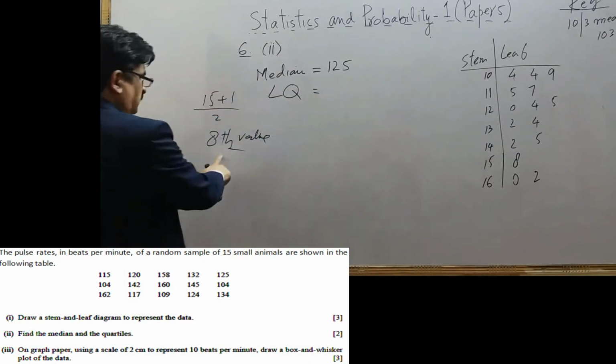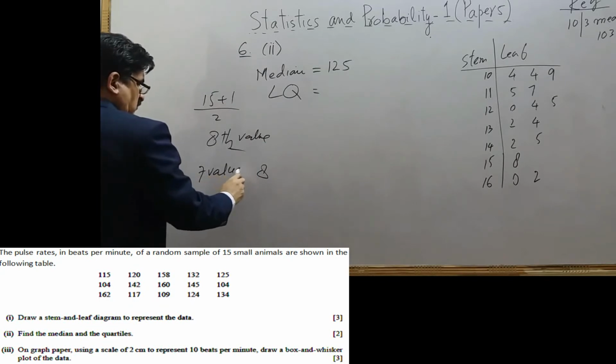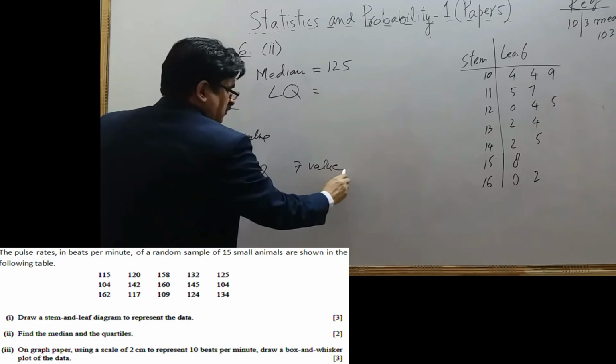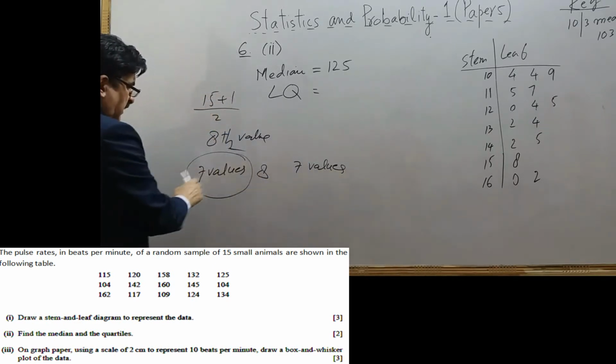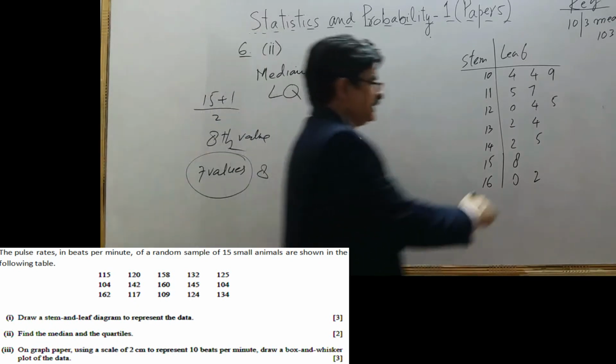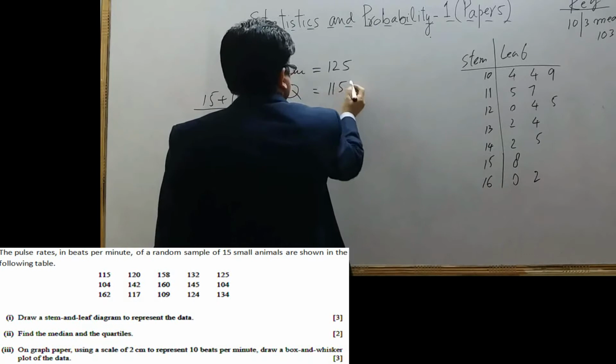Then we have lower quartile. So 8th value is the median. Before it we have 7 values, and after it we have 7 values. So this is the lower half. Its median will be at the 4th value. 4th value will be 1, 2, 3, 4. So it is 115.